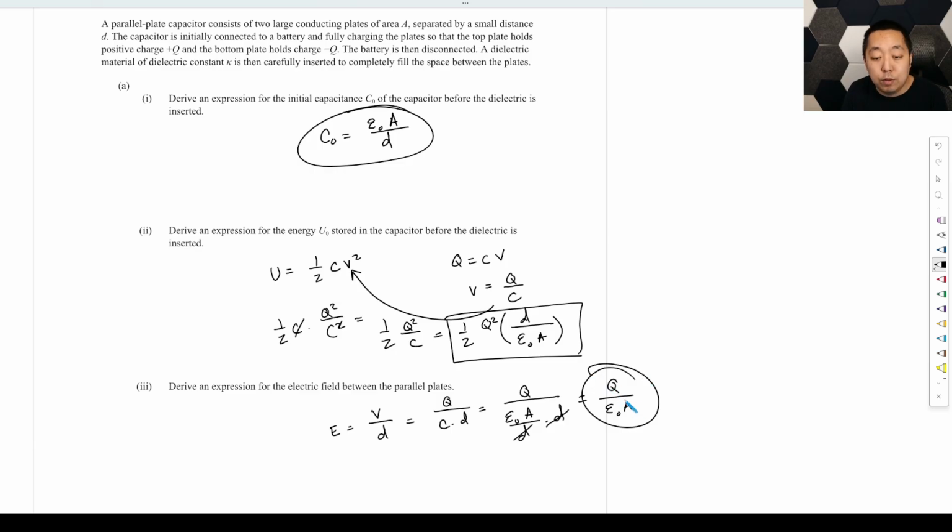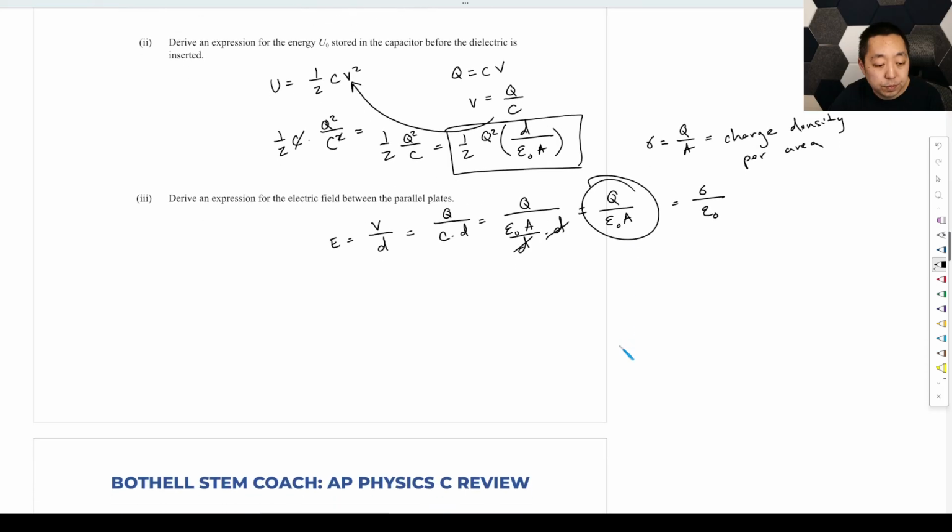Sometimes people use Q over A as sigma, just as a note. This can be the Q over A. This is the charge per area, which is going to be the charge density. So you might see that formula show up some places if you've been taught this.